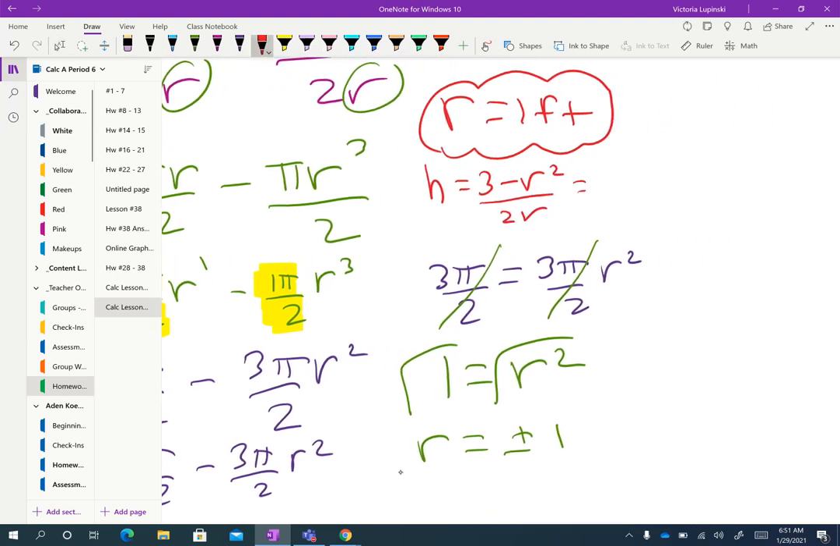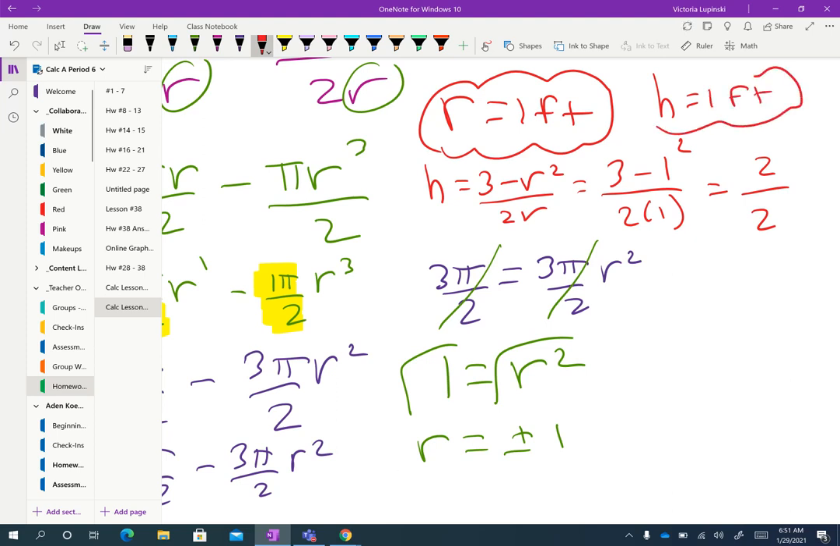You're going to go ahead and plug in a 1. So 3 minus 1 over 2 times 1. That's going to give you 2 over 2, which means that not only should you have a radius of 1 foot, but you should have a height of 1 foot.